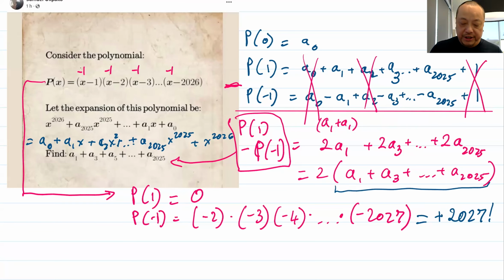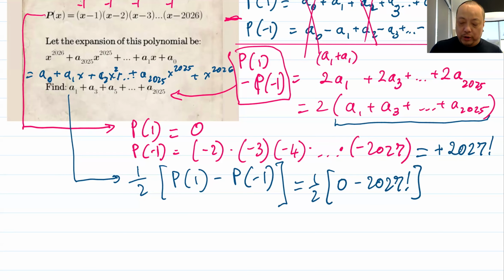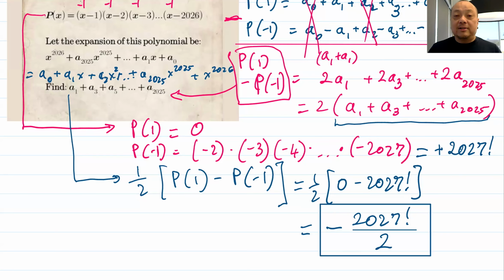Therefore, the sum that we're looking for is equal to 1/2 of p of 1 minus p of negative 1. And p of 1 is 0. P of negative 1 is 2027 factorial. And therefore, the whole thing is equal to negative 2027 factorial divided by 2. Box it up, and that's my final answer.